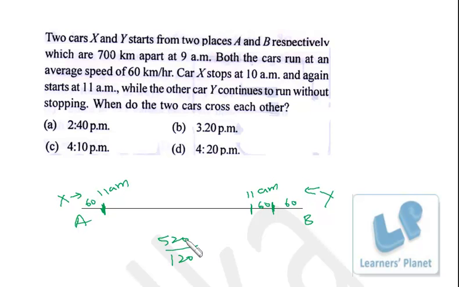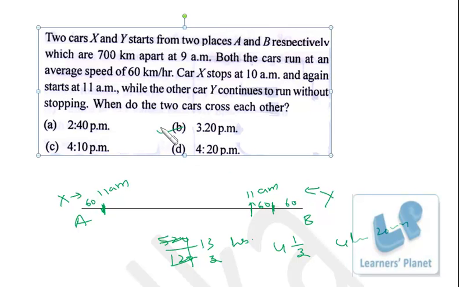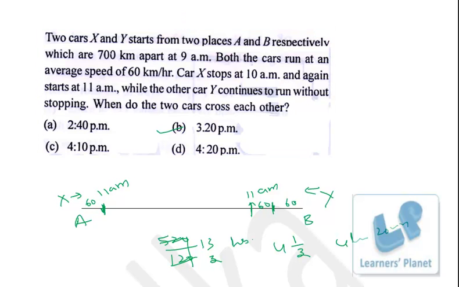Okay, so 13 by 3 hours. Or we can say 4 and 1 by 3 hours, right? Or we can say 4 hours and 20 minutes. So after 11 o'clock they are meeting after 4 hours and 20 minutes. So 11 o'clock plus 4 hours, that is 3 o'clock, and then 20 minutes. So they will be crossing each other, or meeting each other, at 3:20. Okay, I hope you are clear.